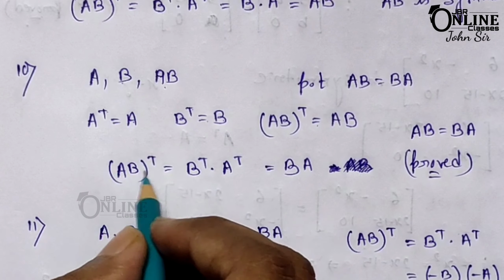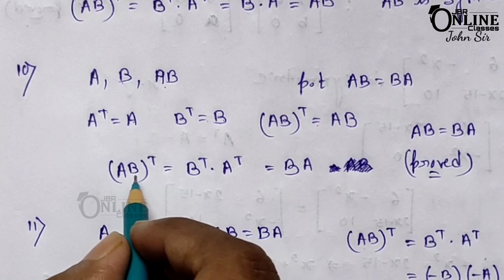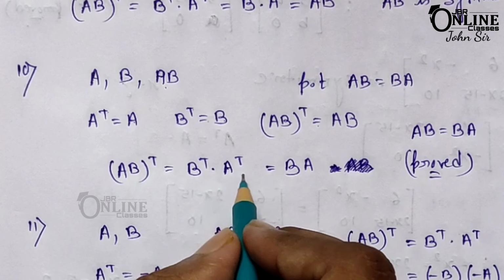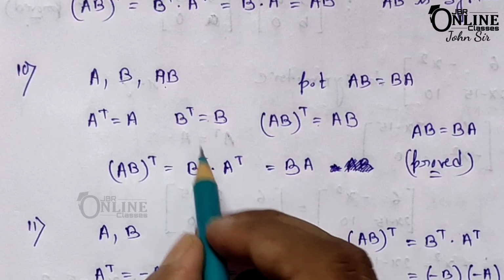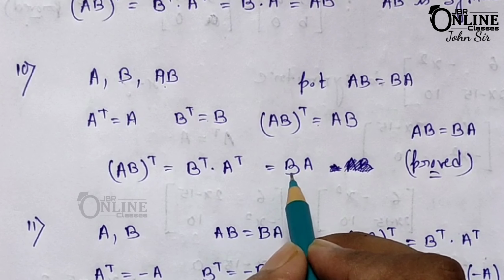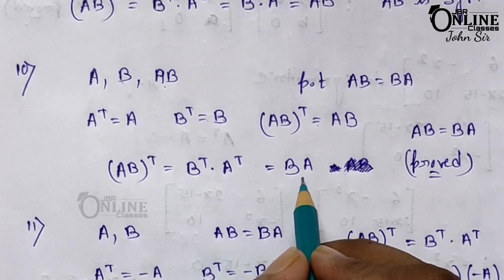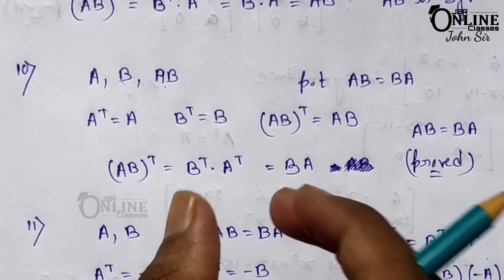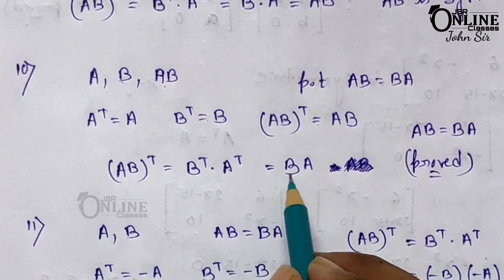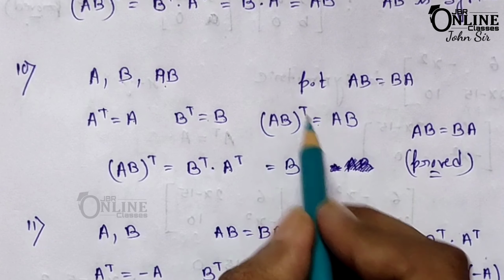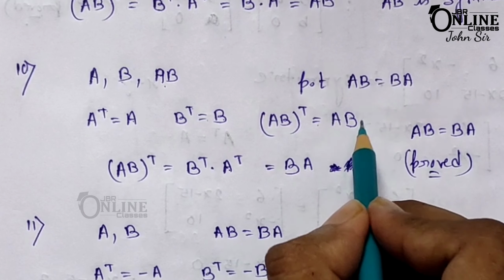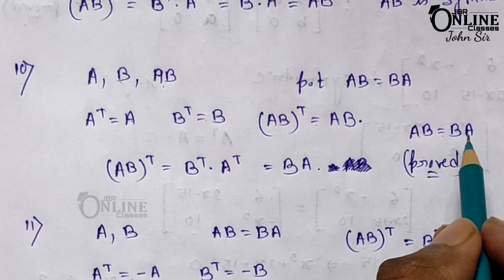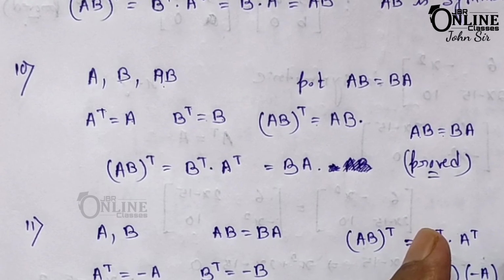So first, according to the properties of the transpose of a matrix, AB transpose equal to B transpose dot A transpose. You know that. Now here the value of B transpose equal to B and value of A transpose equal to A. Okay. So according to the formula, you can say that AB transpose equal to BA, and here also given AB transpose equal to AB. So from this one and from this one you can write down AB equal to BA. Okay, I hope it's clear. So it's proved.